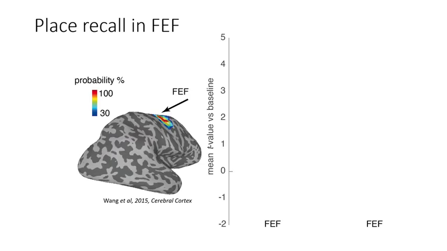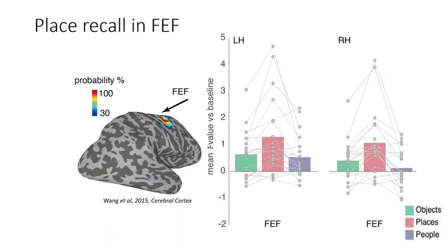To quantify effects in the frontal eye fields, again, we wanted to do this independently. So we took advantage of a retinotopic probabilistic atlas for the frontal eye fields. Again, the y-axis here is just mean response. And what we see in the FEF is that responses are really only driven during the recall of places over people and objects, which to us suggests that this might reflect different eye movement behaviors during the recall phase.